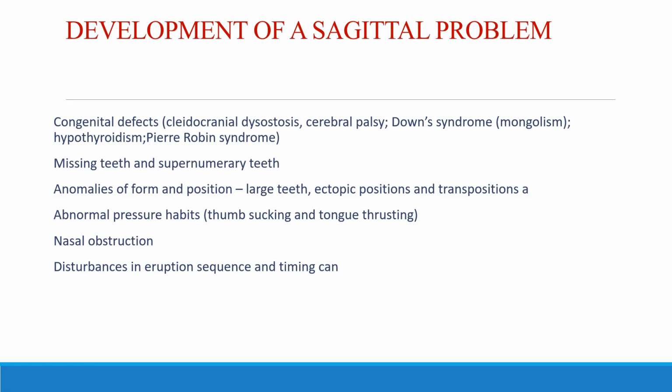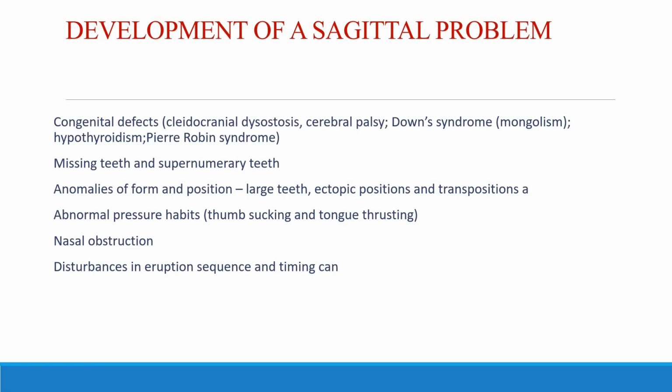In patients with nasal obstruction, the tongue is held in a forward position to keep the airway patent, leading to a short and constricted maxilla and a long and expanded mandible.